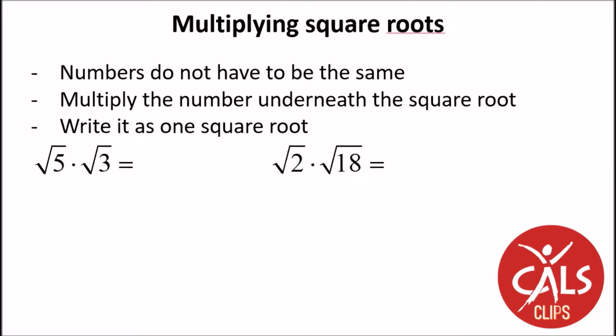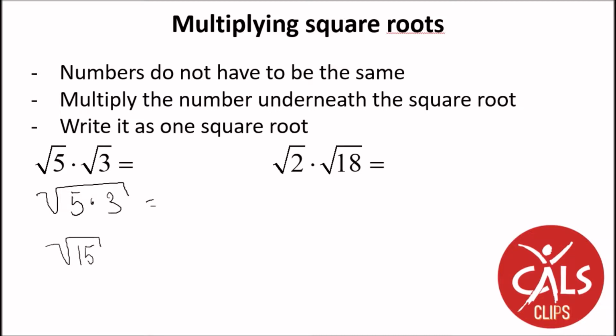If you want to multiply square roots, the numbers underneath the square root do not have to be the same. You multiply them by each other and you write it as one square root. So the first one, the square root of 5 times the square root of 3. You can say that's the same as the square root of 5 times 3. And 5 times 3 is 15, so it's the same as the square root of 15.